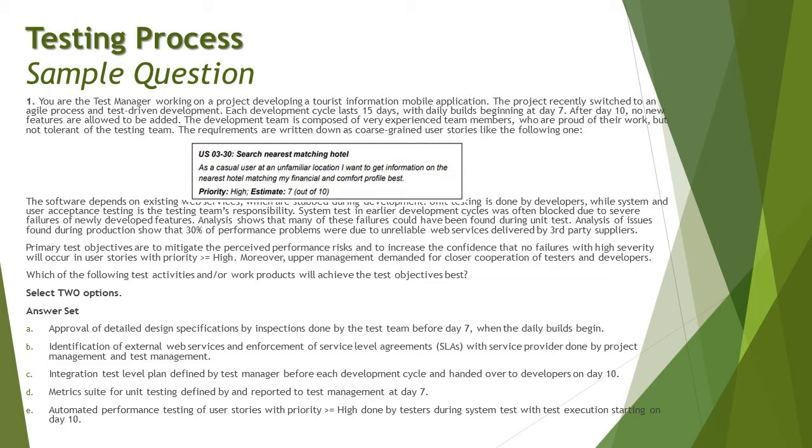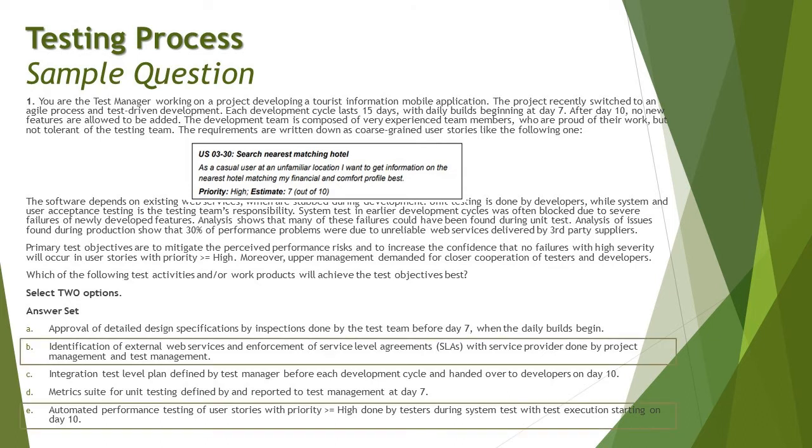So here, I will not go with discussing the other options. Let's go with the straightforward answer. The right answer is B and E. Why? B says identification of external web services and enforcement of service level agreement. I think the most important thing here, your primary objective is to mitigate the performance risk, and performance risk is due to the web services delivered by the third party supplier. So identify those web services which are creating those issues and enforce a service level agreement in order to deliver that what you really need in order to integrate to your product.